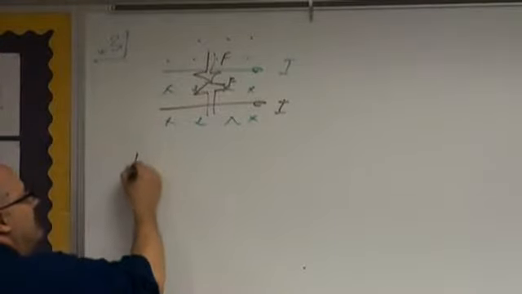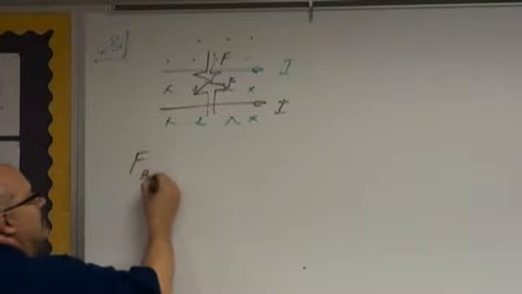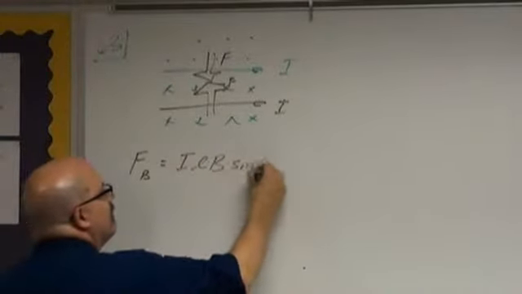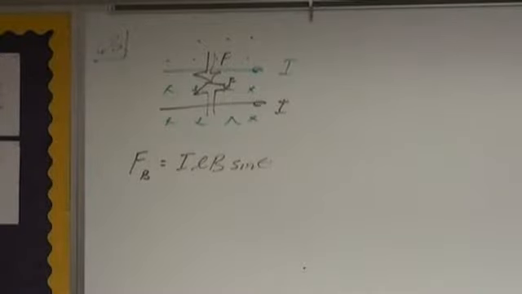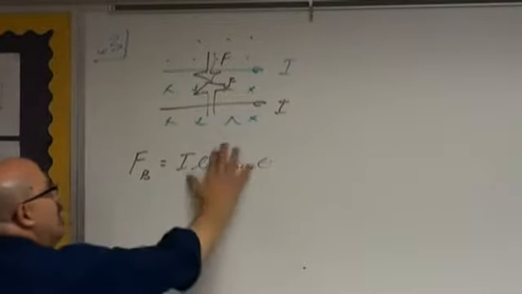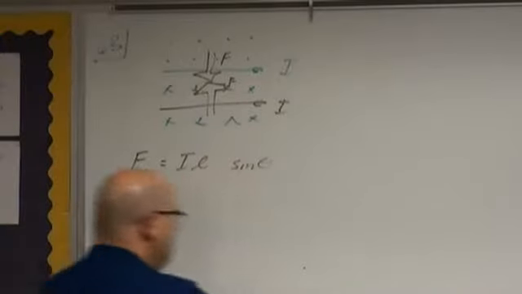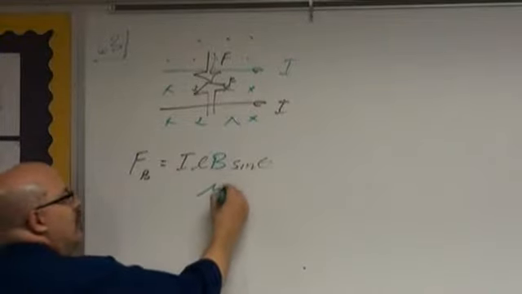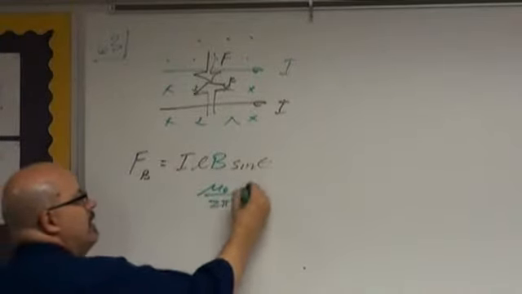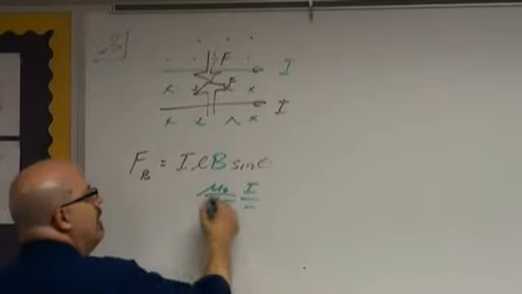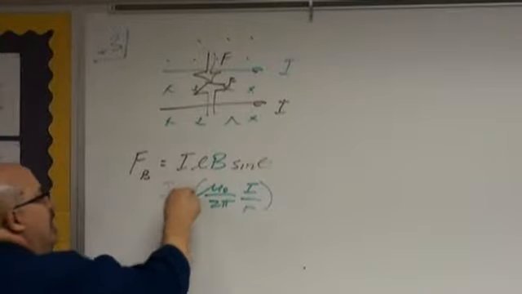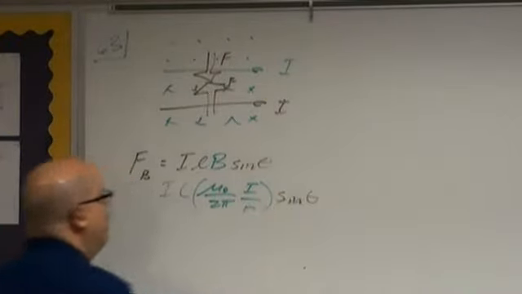Force is equal to BLI. Right? But where's the magnetic field coming from? It's coming from this wire, right? And how do we find magnetic field around a wire? That's equal to mu naught over 2 pi I over R. So that's that part, right? And then we've got I, L, sine theta.